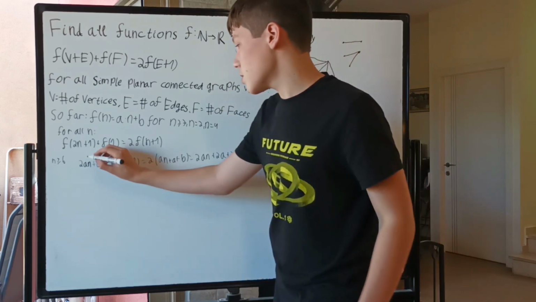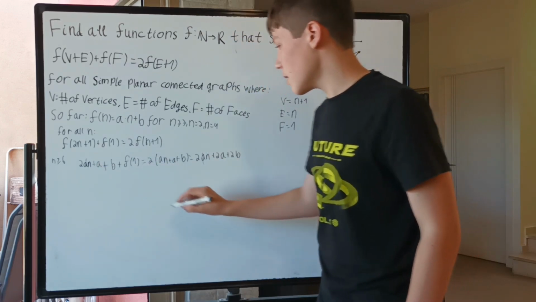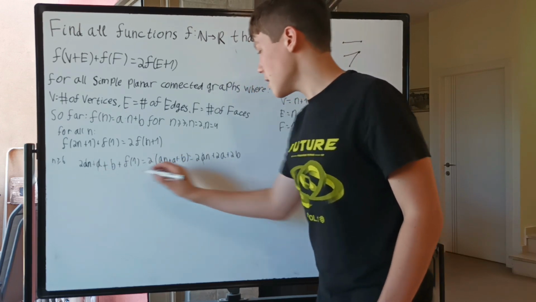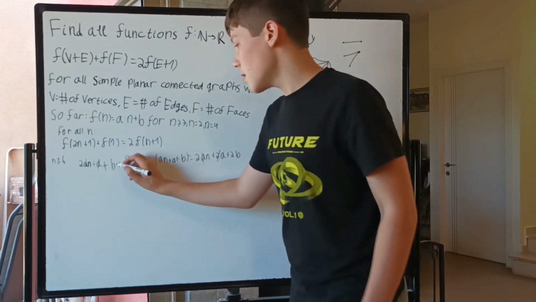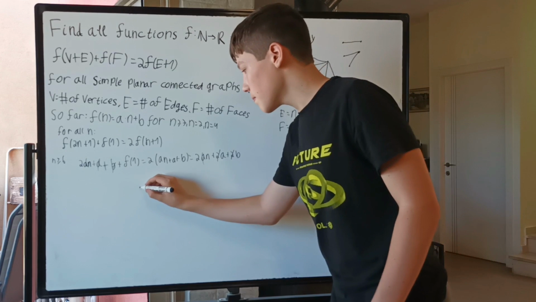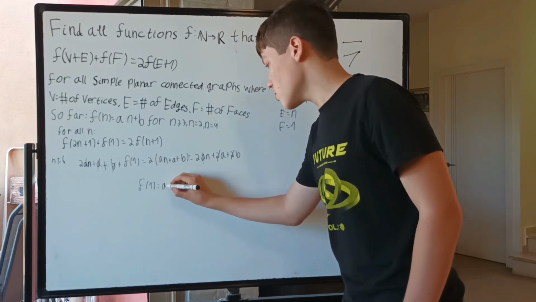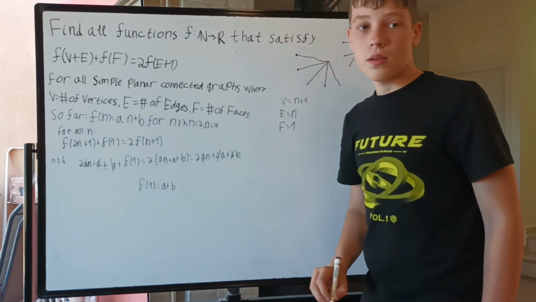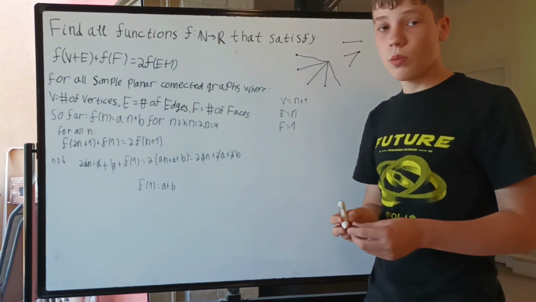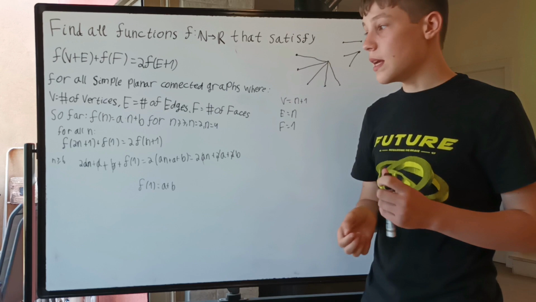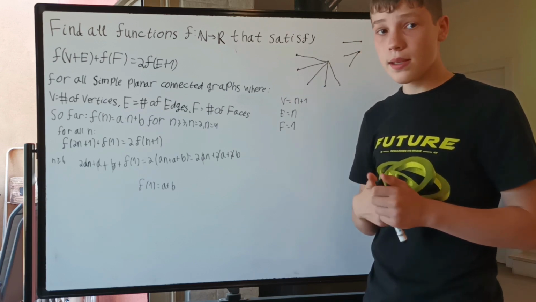So 2a n goes with 2a n, a and 2a makes this 1a, and b with 2b makes this 1b. So now we got f of 1 is equal to a plus b, which is a times 1 plus b. So we also took care of n equal to 1. Now we need to take care of 3, 5, and 6.